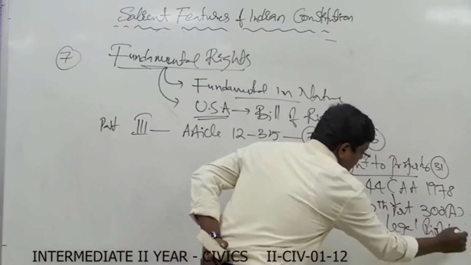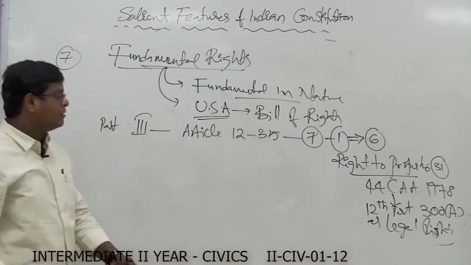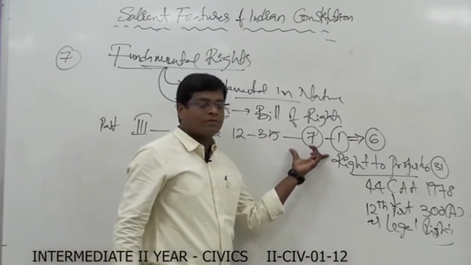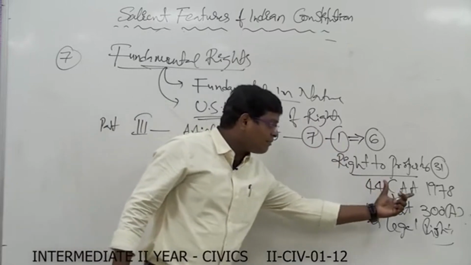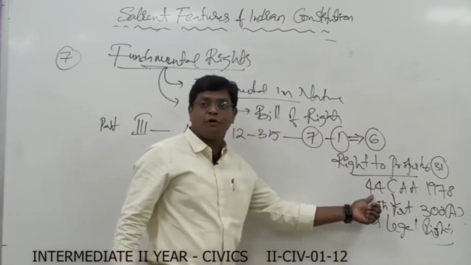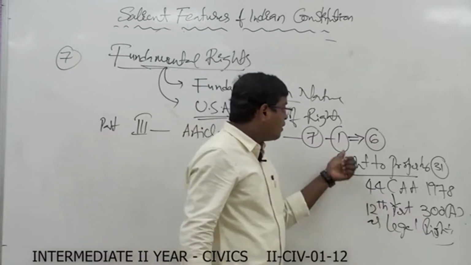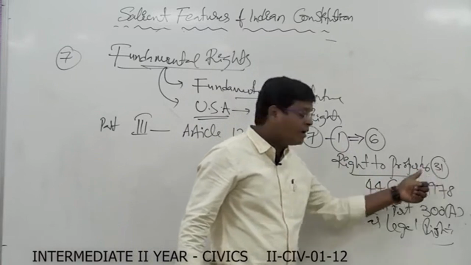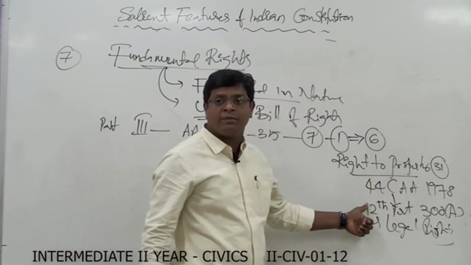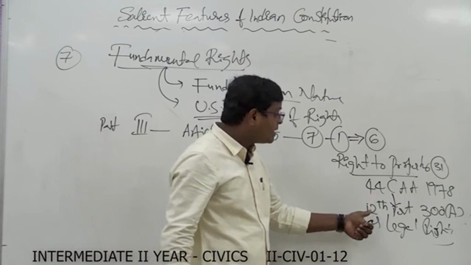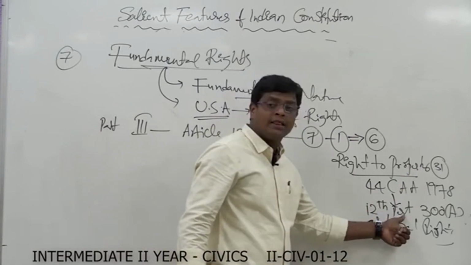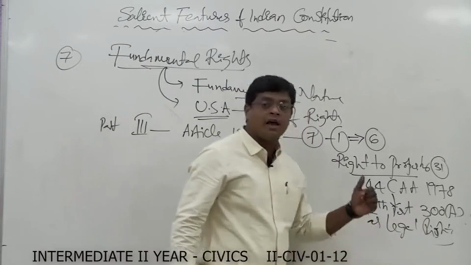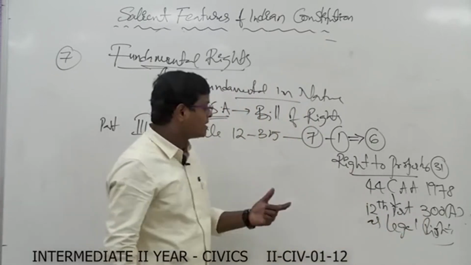This is a very important point. You have to note it down. Originally, the fundamental rights are 7 in number. In the year 1978, by the 44th Constitutional Amendment Act, one fundamental right, that is the right to property, Article 31, was deleted from the list of fundamental rights and incorporated in Part 12 under Article 300A as a legal right. Keep that in mind.